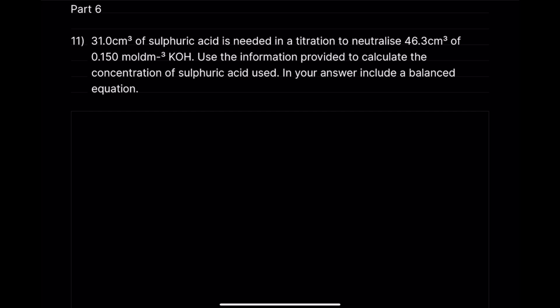The question says 31 centimeters cubed of sulfuric acid is needed in a titration to neutralize 46.3 centimeters cubed of 0.15 moles per dm cubed potassium hydroxide. Use the information provided to calculate the concentration of sulfuric acid used, and in your answer include the balanced equation.